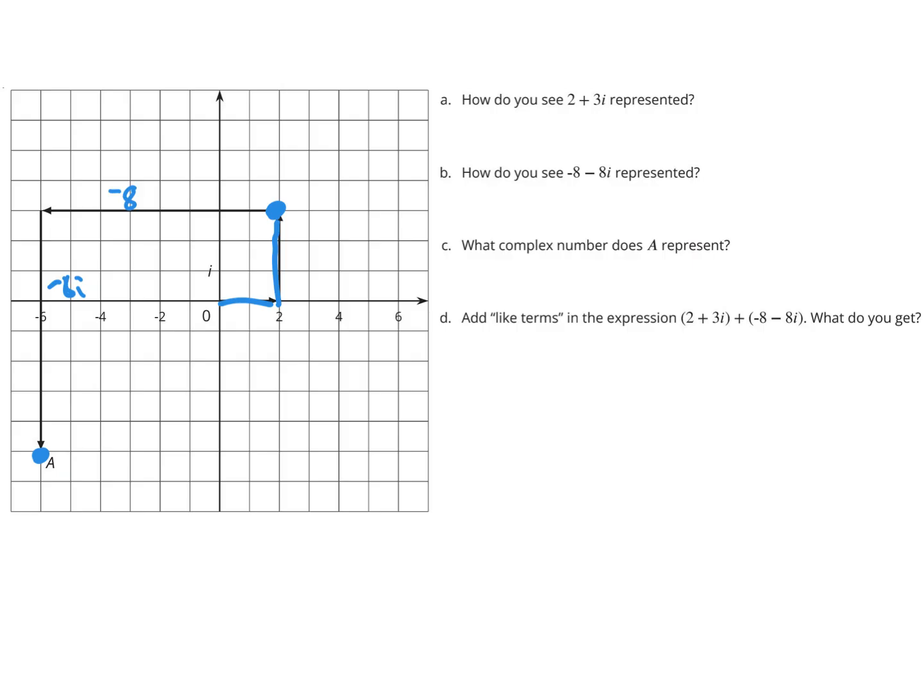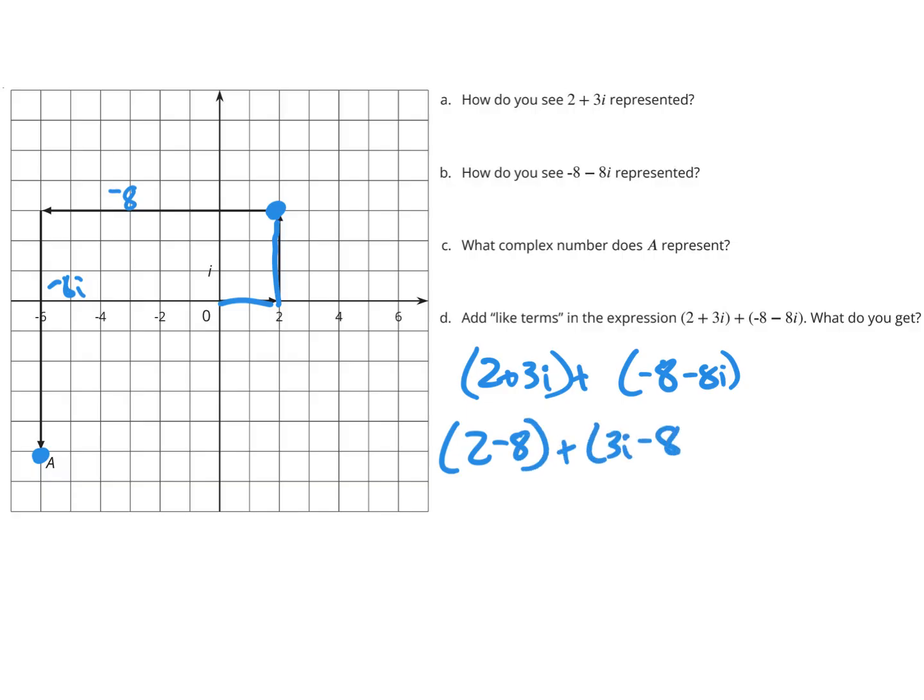Okay, what complex number does A represent? So when we add complex numbers, what you have to do is add the real parts and add the imaginary parts. Put the real parts together. Two minus 8 is -6, minus 5i. So if we count from the origin, 1, 2, 3, 4, 5, 6, 1, 2, 3, 4, 5, that is our answer.